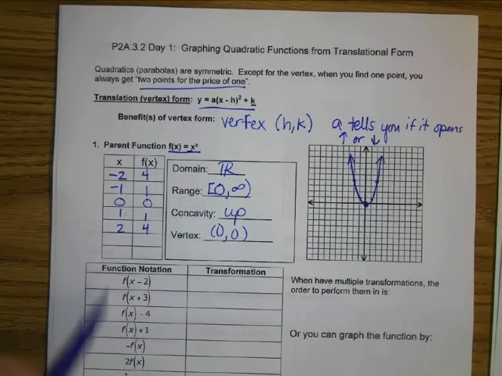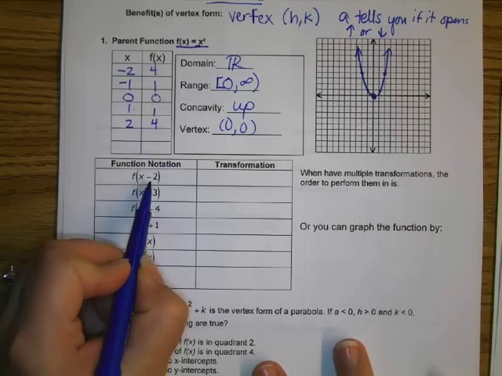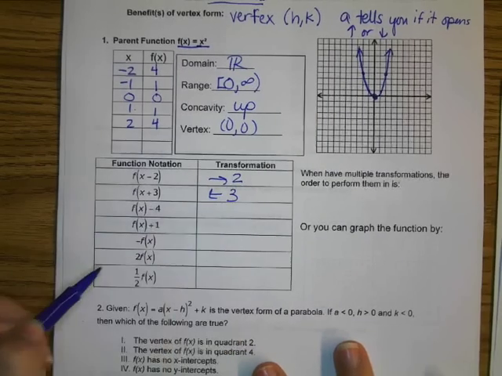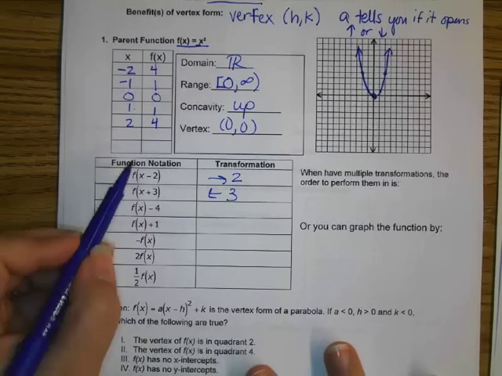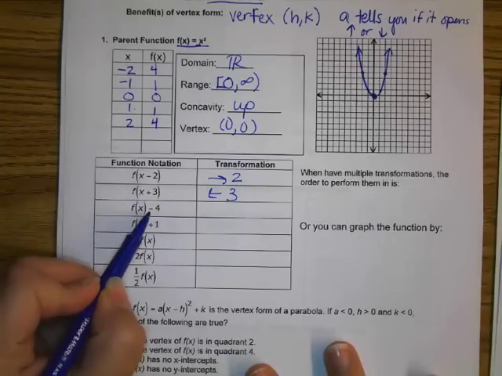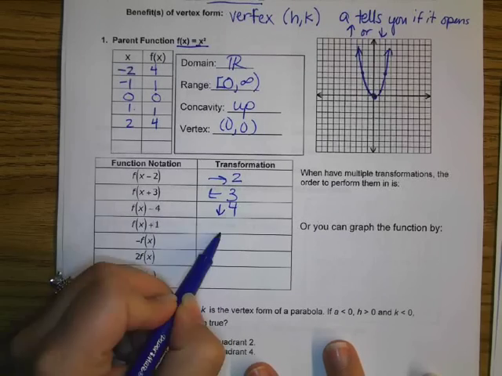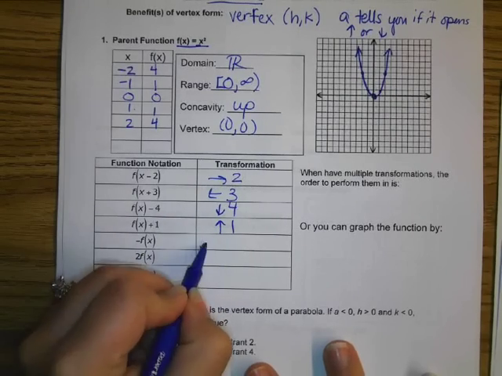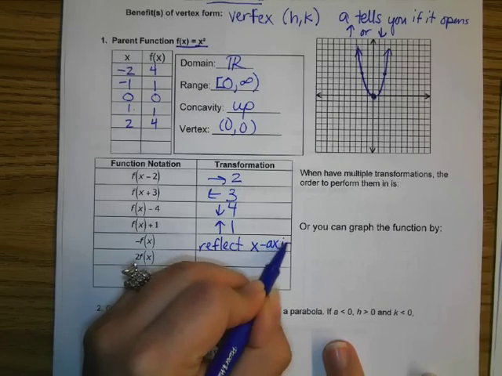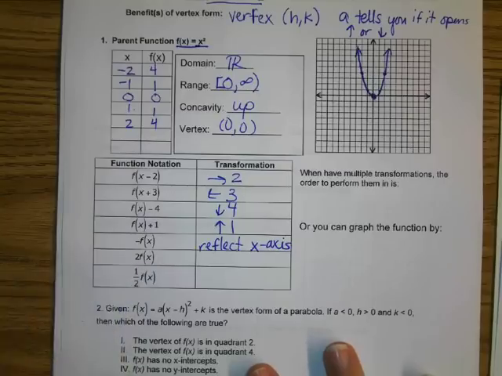Now, this is a quick reminder about function notation. If you have a minus on the inside, it's to the right, 2, and a plus is to the left, 3. These are the transformations we've done before, and the ones inside the parentheses are opposite the way we would think. Outside the parentheses are up-down shifts. So we have down 4, up 1. This is a reflection with the negative out in front, over the x-axis.